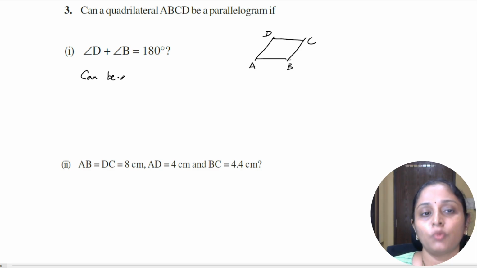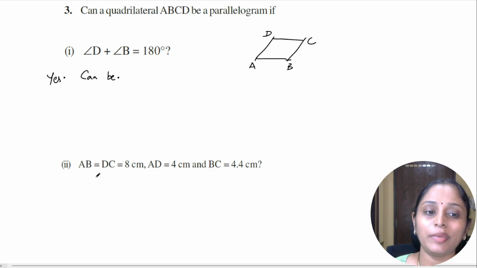Okay. For example, what is an example of this? You look at a square, if you look at a rectangle, you know that opposite angles are supplementary, each one equal to 90 degrees. So it is a possibility. So you can say yes, it can be.